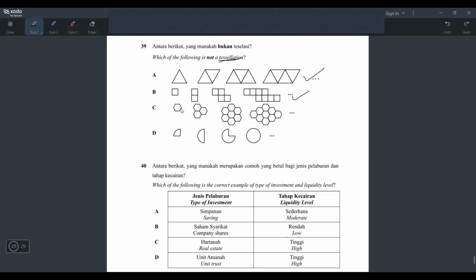What about this? This is a, what do we call it, hexagon, right? And then yeah, it forms a pattern of recurring shape, there's no empty space, there's no overlapping. So I think this is tessellation. What about this? If we look at this, it's also a pattern of recurring shape, right? This is a sector, and then you add one, add one, add one, and it forms a circle. So this is also a pattern of recurring shape.